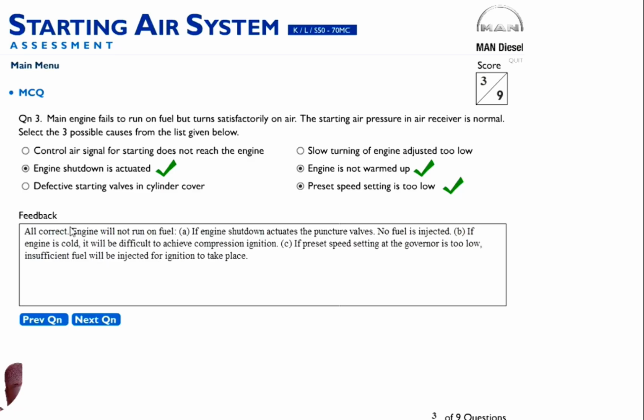And all are correct. The engine would not run on fuel if the engine shutdown activates the puncture valves. Correct, no fuel is injected. If the engine is cold, it will be difficult to achieve compression ignition. And C, if the present speed setting at the governor is too low, insufficient fuel will be injected for the ignition to take place. Okay, that means if the engine will not start here, we have something wrong with the fuel, but it is running on air.